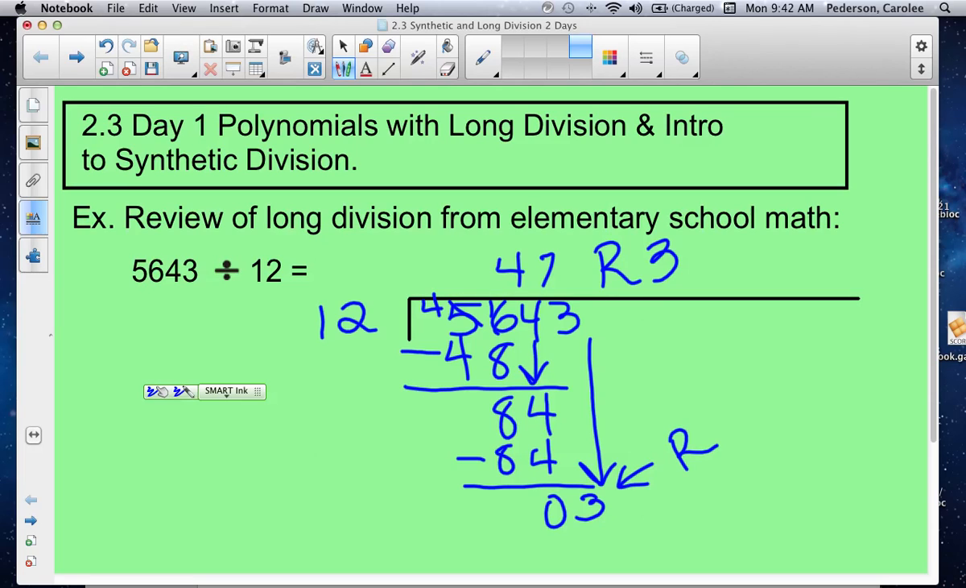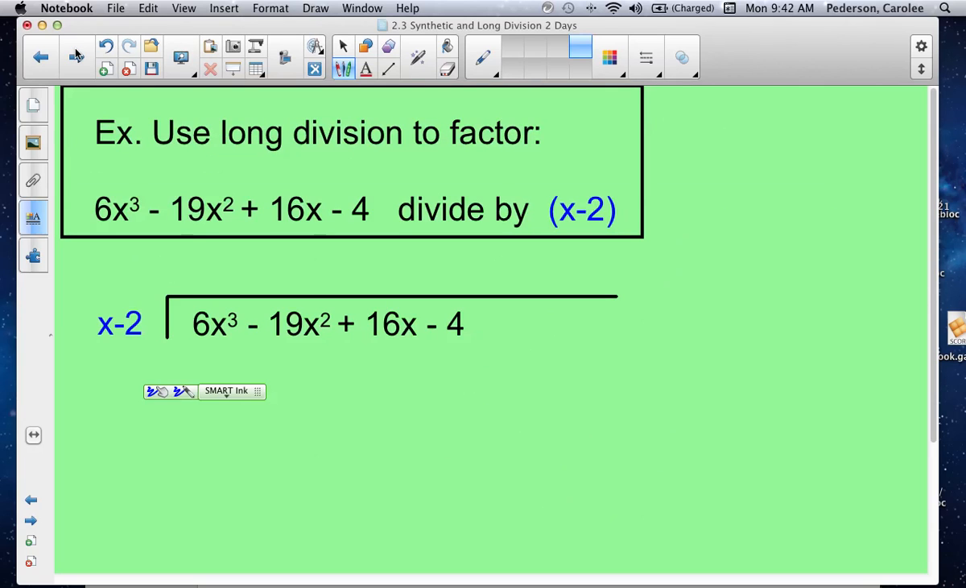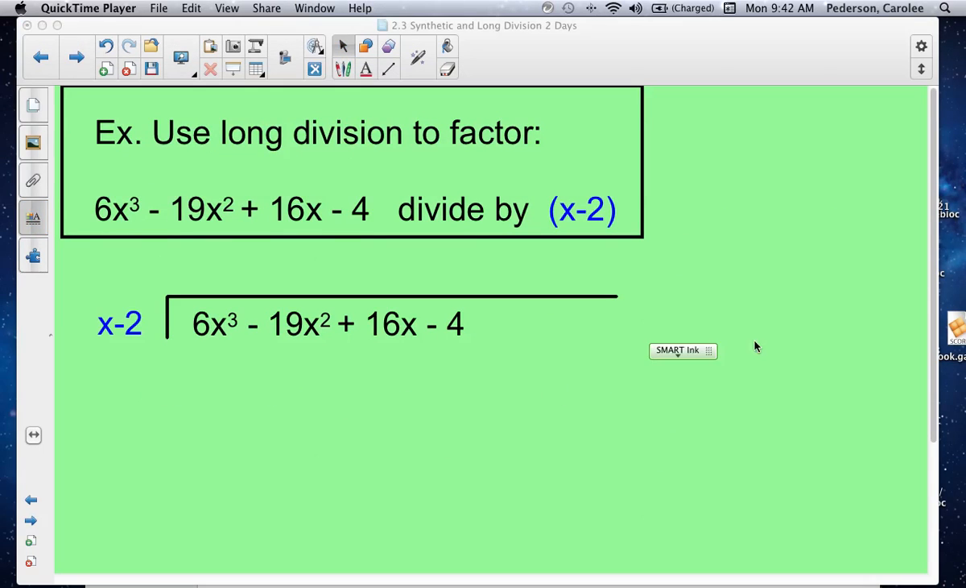All right, next example. Highly recommend you write it down. Use long division to factor this. So we're going to factor out the x minus 2 from this cubic polynomial. So the x minus 2 is going to go in front, and then the cubic function is going to go underneath the division symbol.